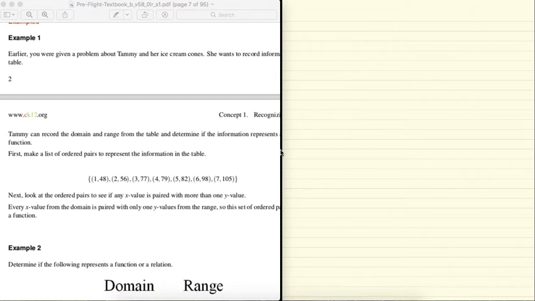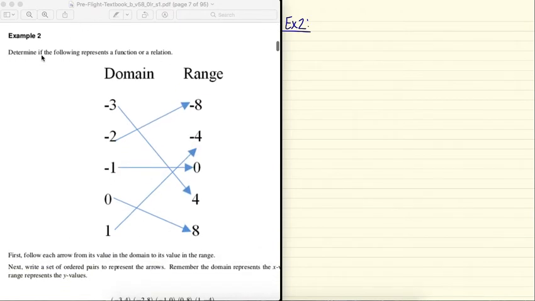Right, let's look at example 2. Example 2 is giving us this visual. It says determine if the following represents a function or a relation. Remember, a function is when all of your domain values only go to one unique y value or range value. A relation is if there's just a relationship between the two and repeated numbers are okay.